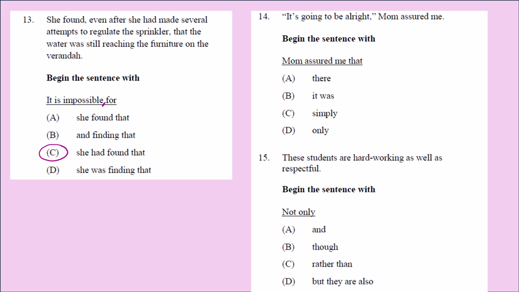Question 14. It is going to be all right, Mom assured me. And we're to begin the sentence with Mom assured me that. So we'll have Mom assured me that it was going to be all right. Number 15. These students are hardworking as well as respectful. Begin the sentence with not only. Not only are these students hardworking, but they are also respectful.